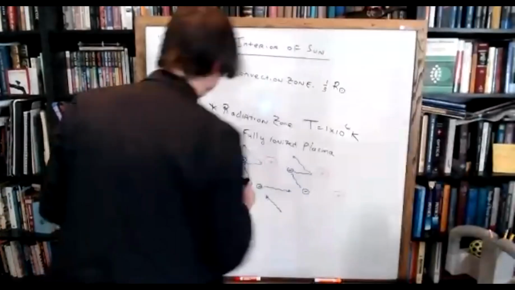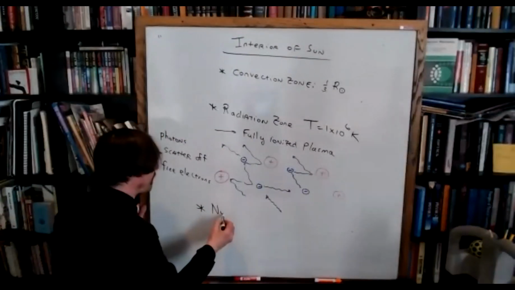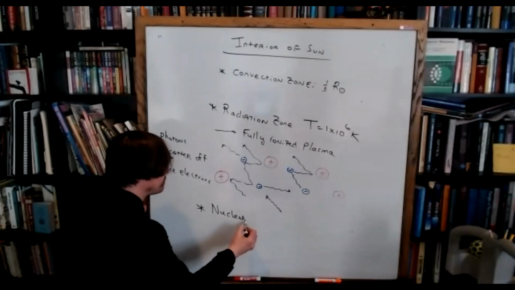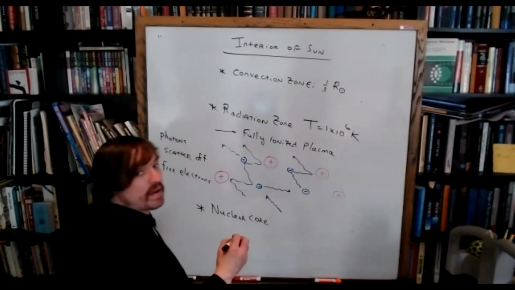At last, when you get towards the very center of the star, you end up with the nuclear core. And the nuclear core has a key temperature. Do you guys remember what the temperature of the core is from our lecture last week?